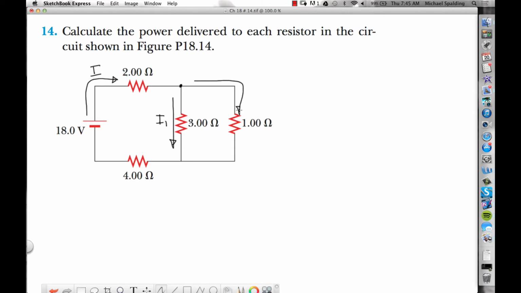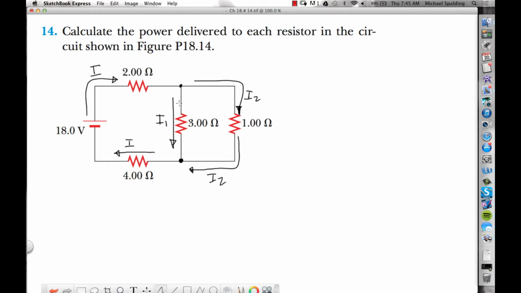And then this current here is I2, just like a fork in the road. Some of the charges go one path, some of the charges go the other. So that'd be I2 right there. And then what happens at this point right there? I1 and I2 come back together again, and we have I. So we got 3 currents, I, I1, and I2.